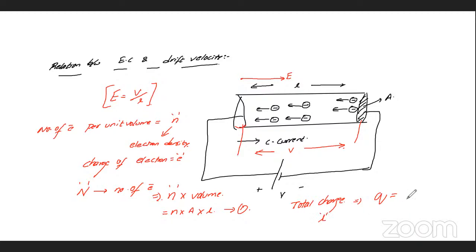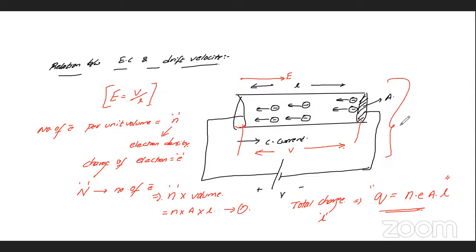So Q is equal to N E A into L. Remember, the charge and its volume. So charge in its volume is nothing but your Q. So here this is your total length of the conductor. We got Q, and we need to find the current.